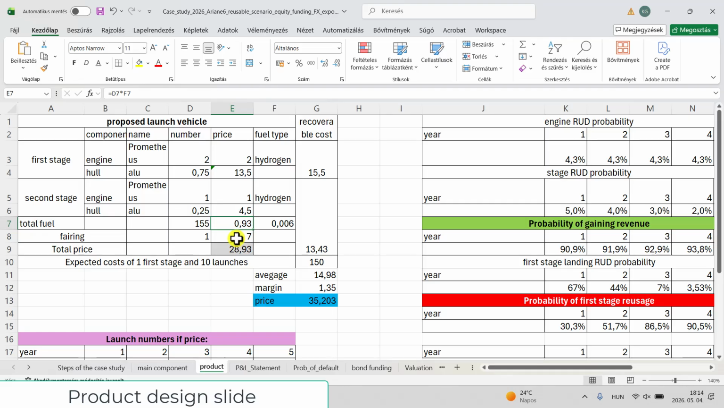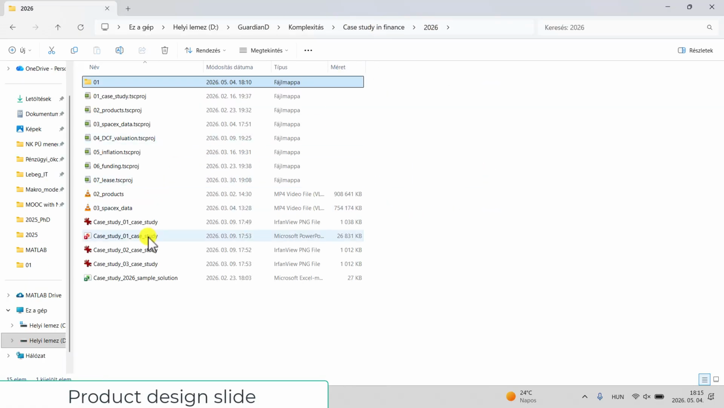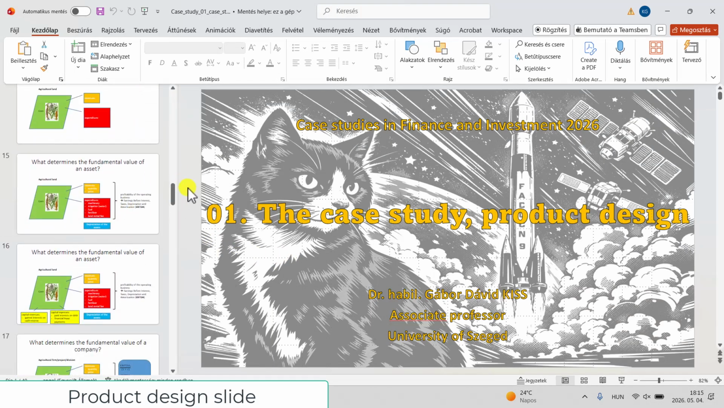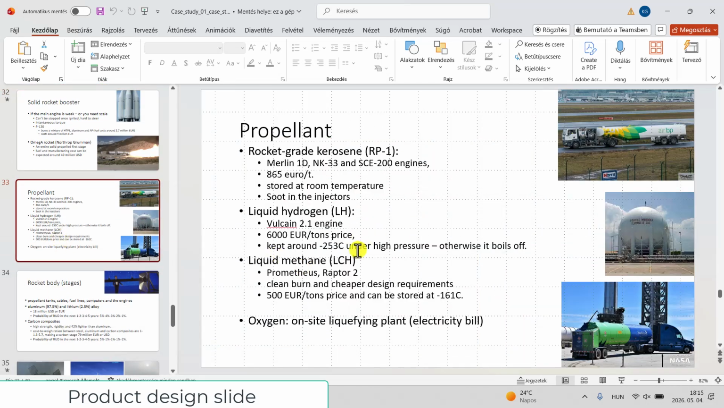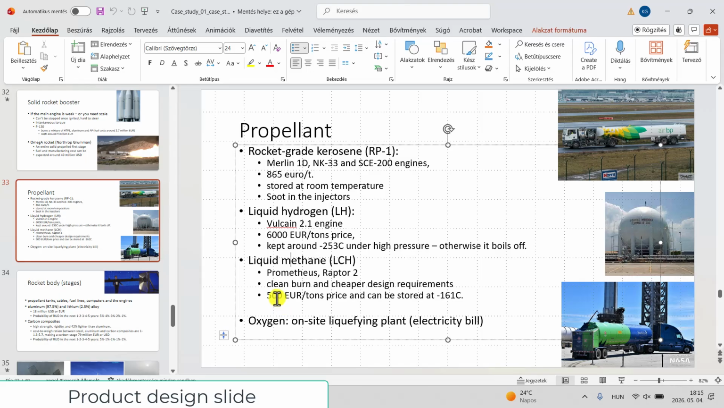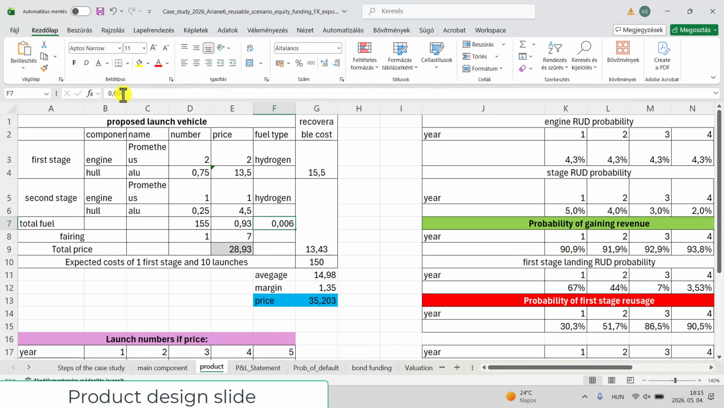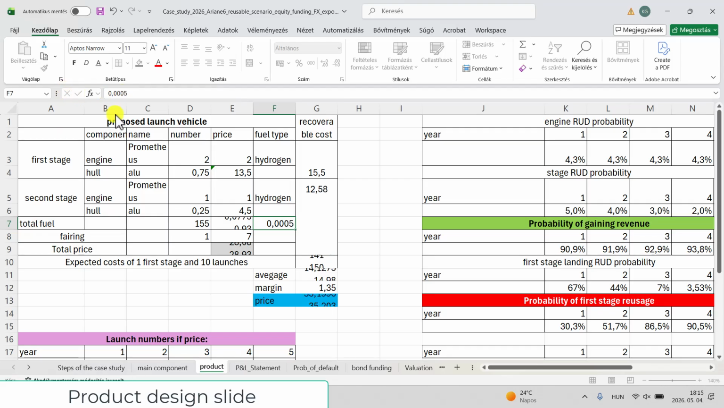Then the price. We have to find some kind of a price here. So let's go back to the case study. Oh my god. So in the case of propellant, if we are opening the case study, we can see methane. Oh, good old days when it was so cheap. So 500 is the price. Obviously, we are talking about millions, so 0.5 is the 500.